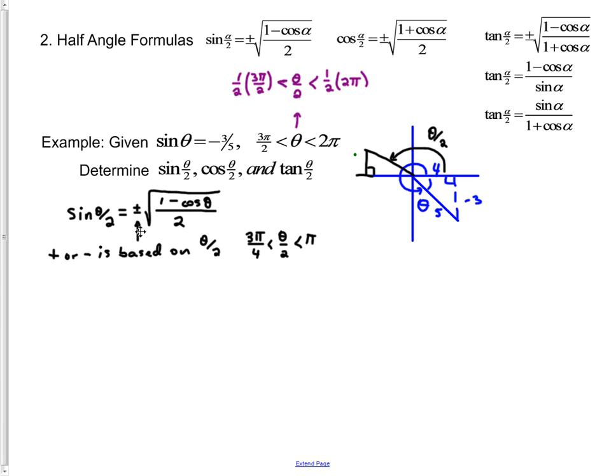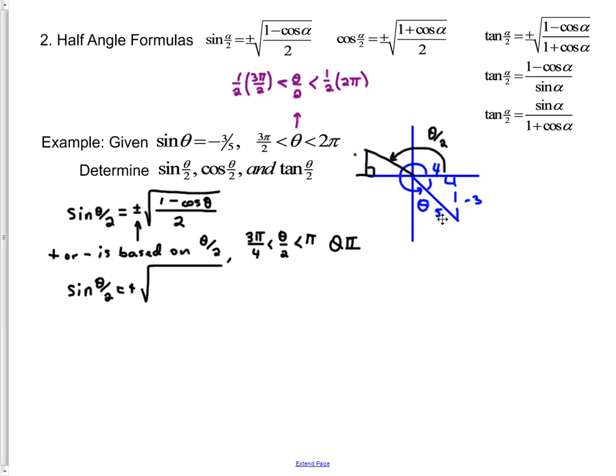Well, because the angle theta over 2 terminates in the second quadrant, then we're taking the positive number of whatever we get from our root. So sine of theta over 2 will equal the positive value of whatever we get under our root. So now we're going to substitute in what we would get under our root.